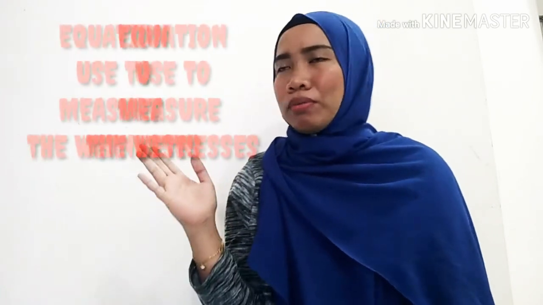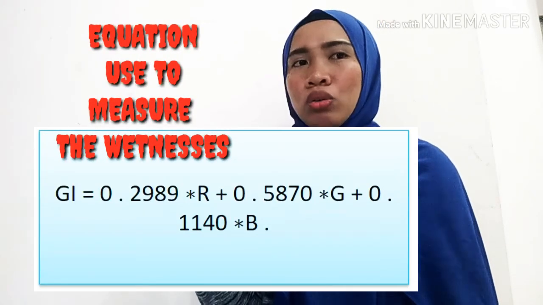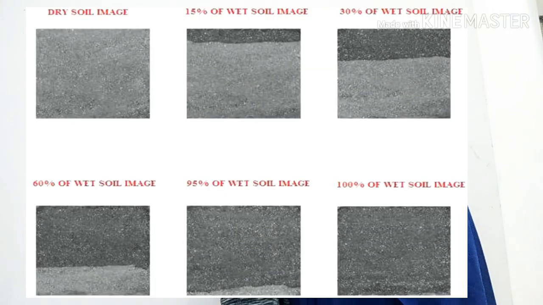As you can see from the picture, this is the equation to measure the grayscale image. So I will show you the grayscale image that has been captured. The picture will enhance this histogram of the soil image, and it will be shown in this picture.